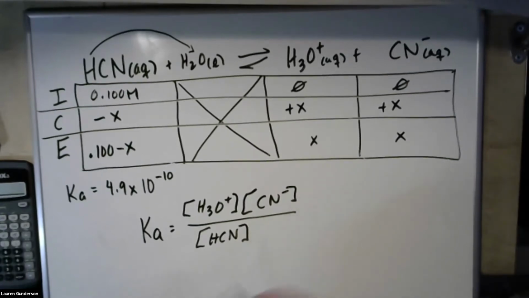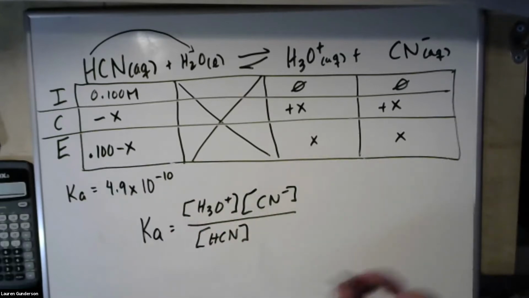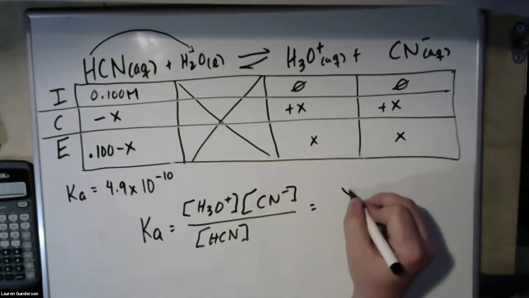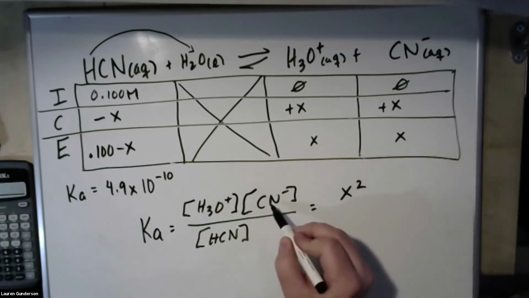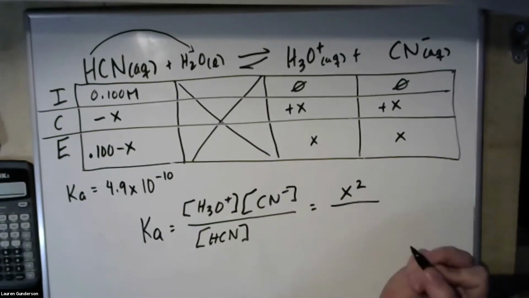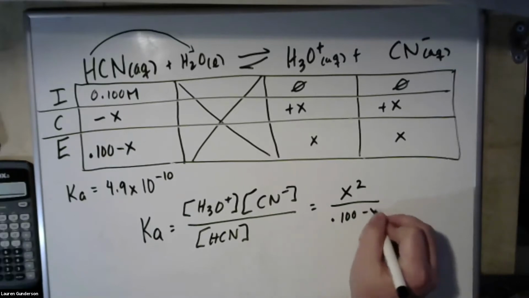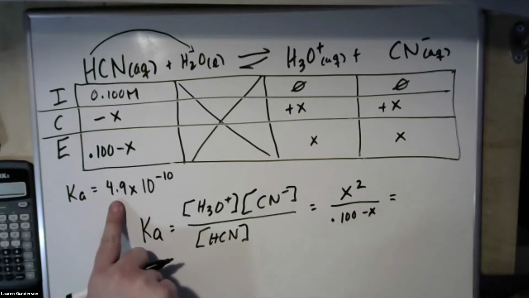Okay. And now we're going to plug in values for this. So we have x times x, which we can write as x squared, right? Because this is an x value and this is an x value, over 0.100 minus x. And that's going to equal our Ka value, which is 4.9 times 10 to the negative 10.